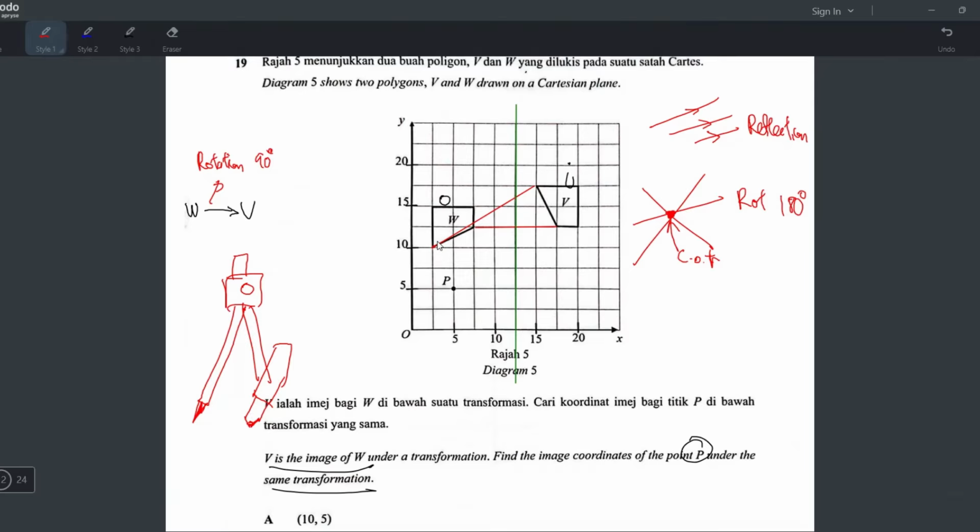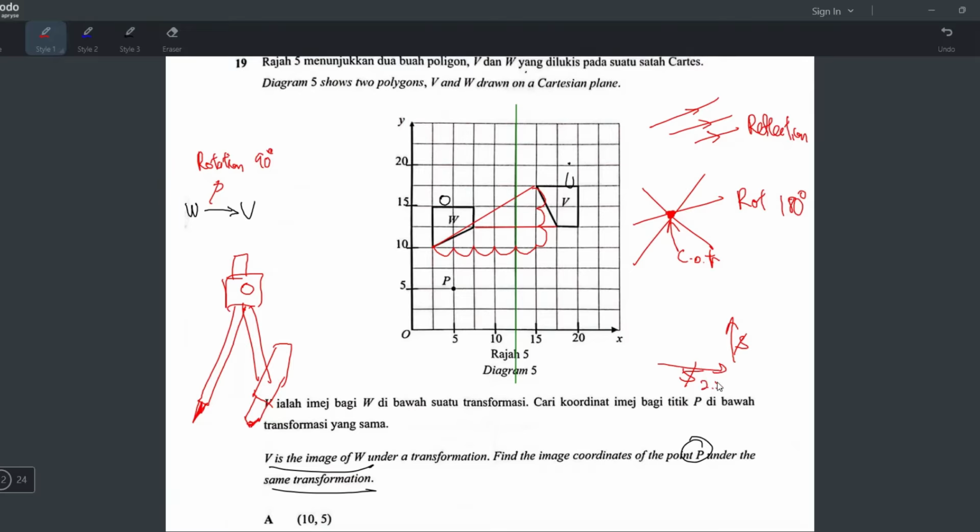I will show you how to draw the perpendicular bisector without the compass. So the first step is to find out the midpoint. Yeah, you have to find out the midpoint, right? So what you can do is you can kira sini ada berapa kotak? 1, 2, 3, 4, 5, and then 1, 2, 3. So you can know that this is 5 kotak, this is 3 kotak. But you have to divide by 2 because you're trying to find the midpoint.